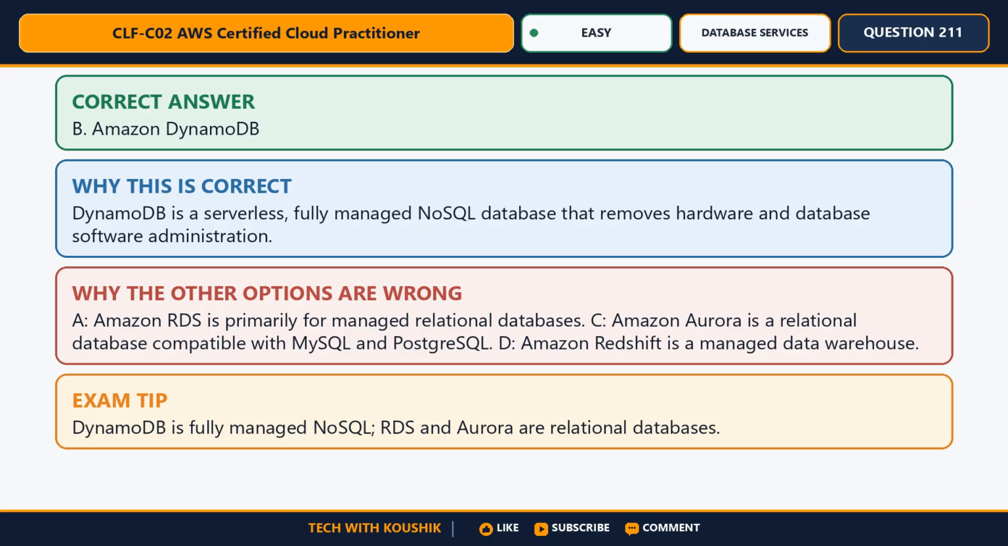A. Amazon RDS is primarily for managed relational databases. C. Amazon Aurora is a relational database compatible with MySQL and PostgreSQL. D. Amazon Redshift is a managed data warehouse. Exam tip. DynamoDB is fully managed NoSQL, RDS and Aurora are relational databases.